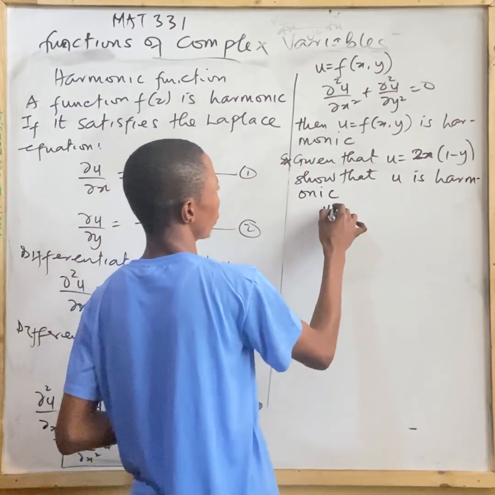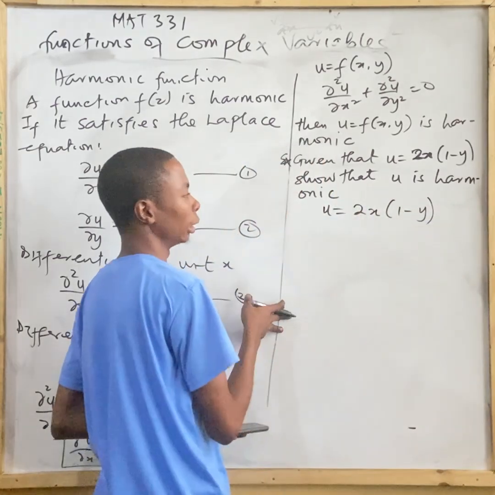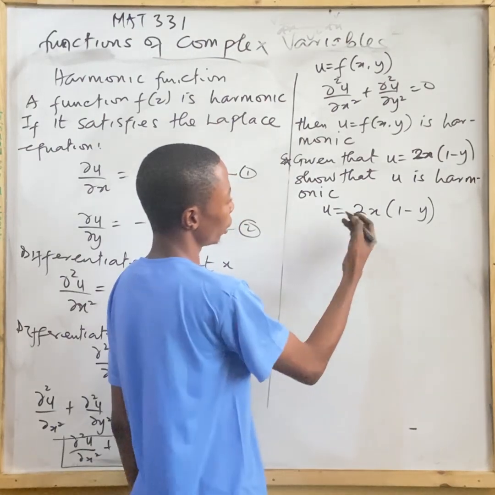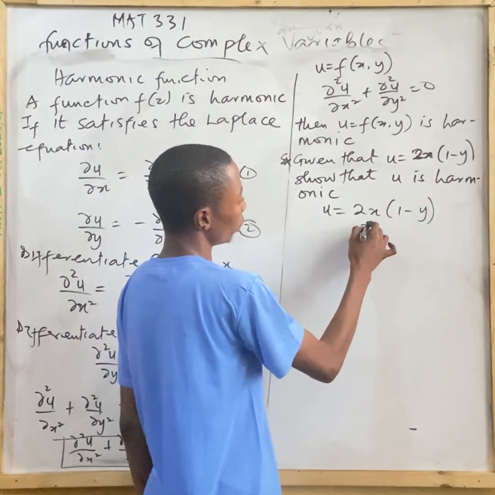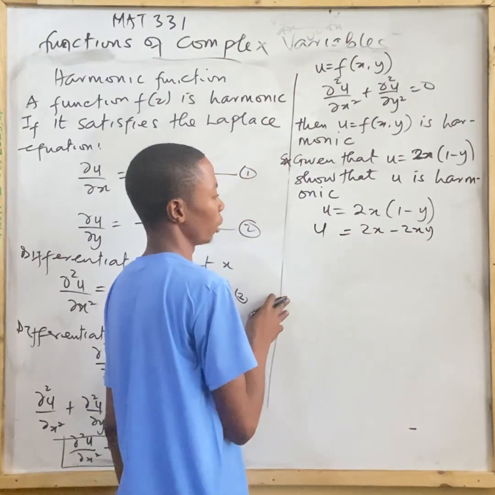So we have u equals 2x into bracket 1 minus y. That's like the real part of a certain function of complex variable. So we want to check whether this function is harmonic. If I first open the bracket, this is 2x minus 2xy, u equals 2x minus 2xy.